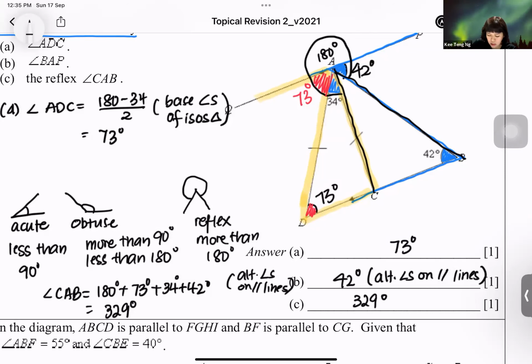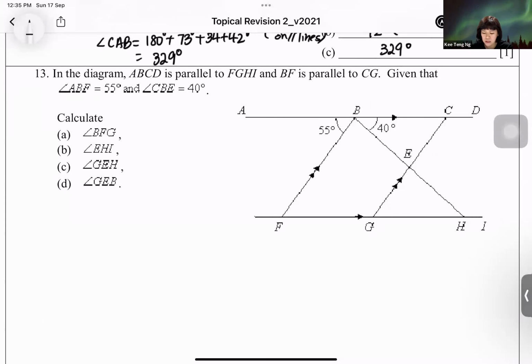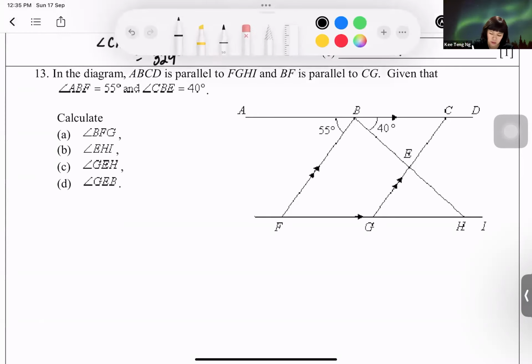Now, let's move on to the next question. Inside the diagram, ABCD is parallel to FGHI. BF is parallel to CG. Given that ABF is 55 degrees and CBE is 40 degrees, find the angle BFG, and so on.